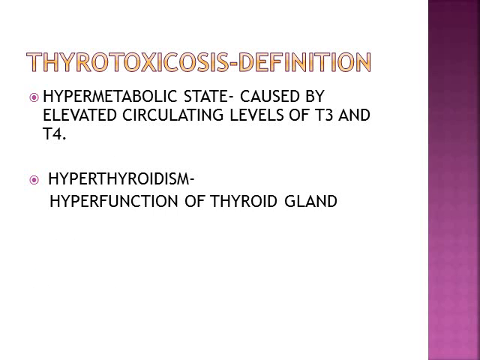So what is the definition of thyrotoxicosis? It's a hypermetabolic state caused by elevated circulating levels of T3 and T4. Obviously when T3 and T4 are more, TSH will decrease, except for secondary hyperthyroidism, where TSH secreting adenomas can be there. You should make sure this is the common, universal definition: a hypermetabolic state characterized by increased levels of T3 and T4.